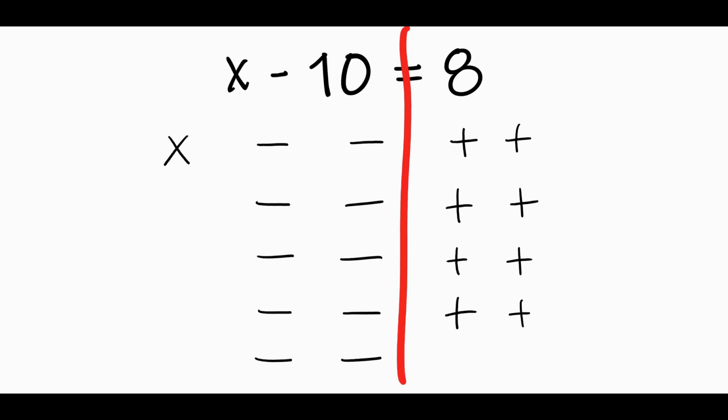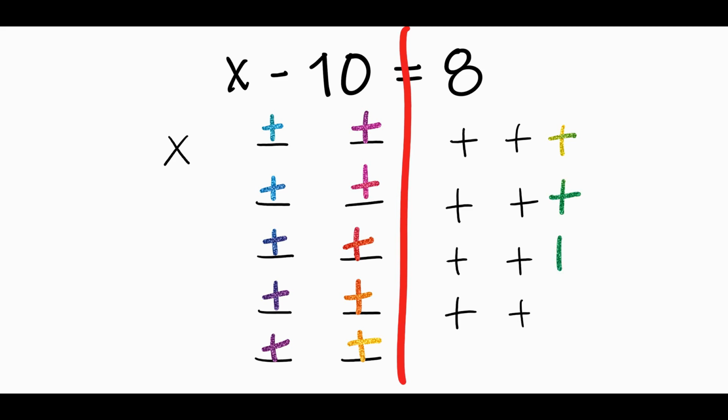So let me first think about what is going to get rid of these 10 negatives. What gets rid of a negative? Well, a positive gets rid of a negative. So I'm actually going to add 1, 2, 3, 4, 5, 6, 7, 8, 9, 10 positives to that side. And if I add 10 positives to that side, I must add 10 positives to this side. I gotta keep it balanced.